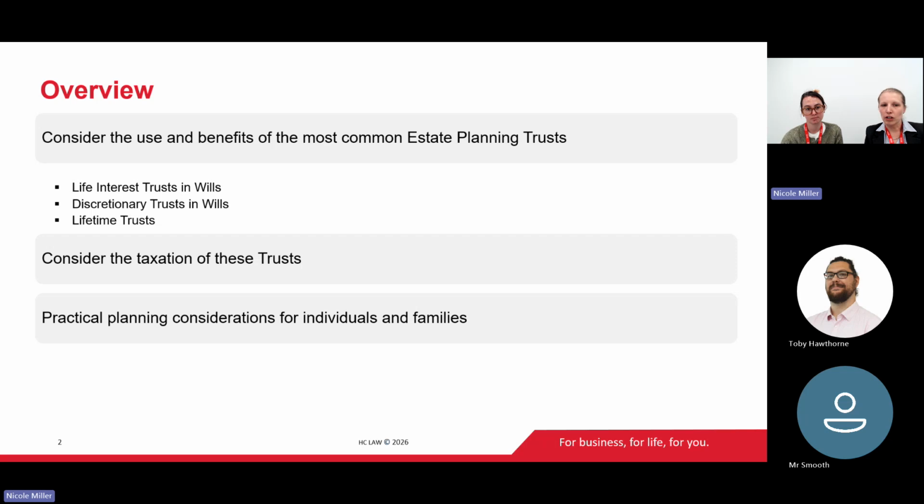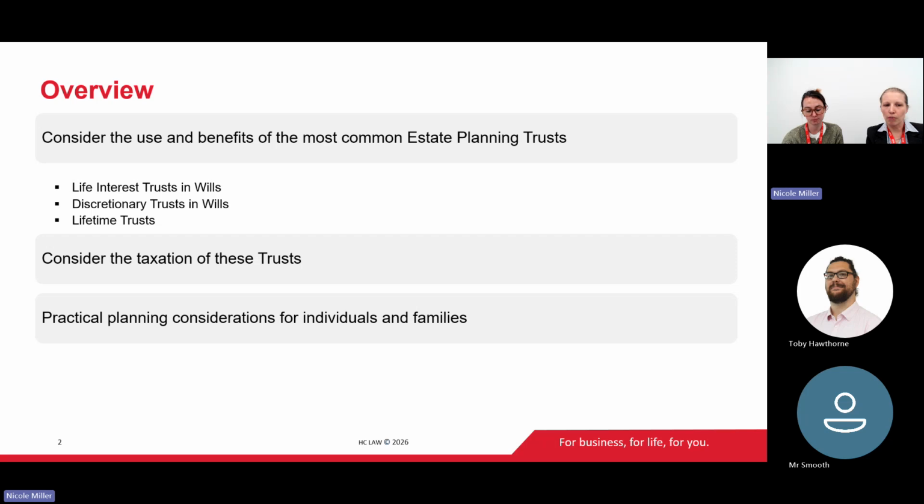So firstly, we're going to consider the use and benefits of trusts. The most common ones being life interest trusts in wills, discretionary trusts in wills, and lifetime trusts. We'll also briefly consider the taxation of these trusts and some practical planning considerations for individuals and families.